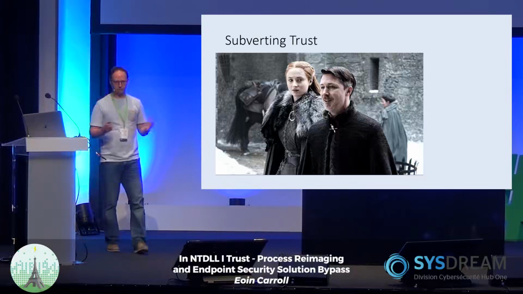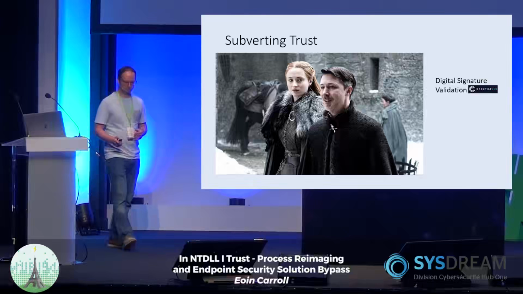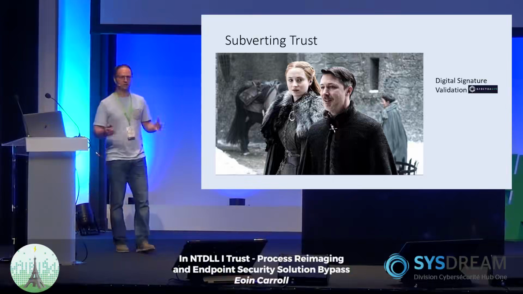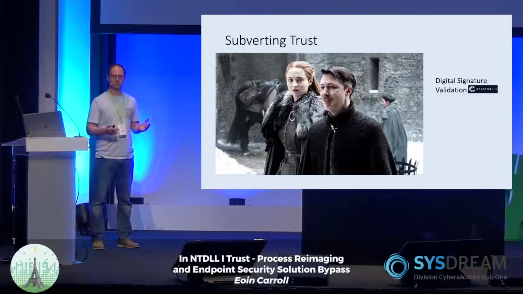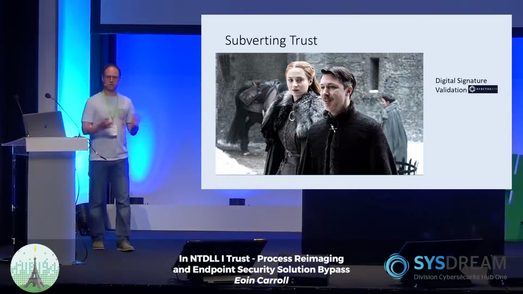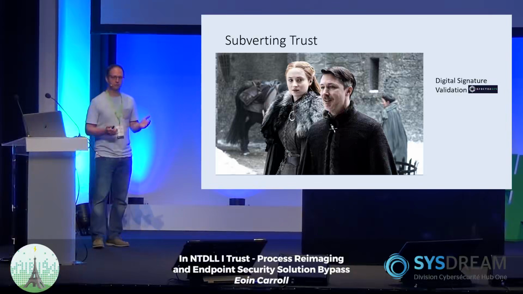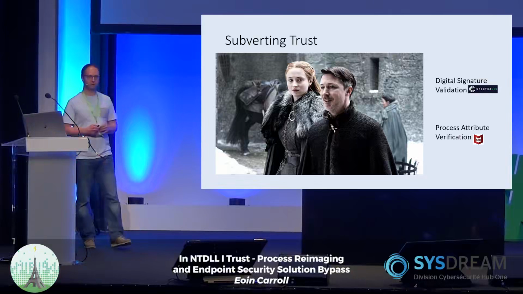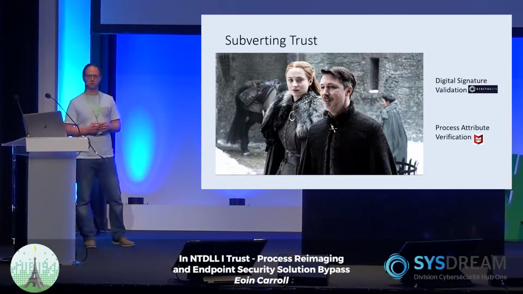If you think about endpoint security solutions, they place inherent trust in the operating system for capabilities such as digital signature verification and also for process attribute verification. Some time back, the team at SpectreOps subverted the Windows operating system for digital signature verification. And similarly, what we've done in ATR is we now subvert the operating system for process attribute verification with process reimaging.